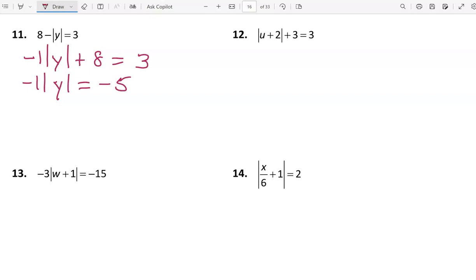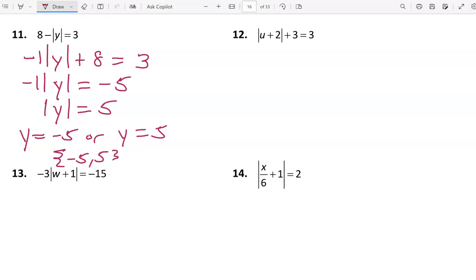I'm going to subtract my 8 first. And we have to be very careful here. Yes, we get an expression that's equal to a negative number, but we still have to divide by negative 1 in order to isolate the absolute value. Then we get the absolute value of y is equal to 5, which yields y is equal to negative 5 or y is equal to positive 5. So this does actually have two solutions.